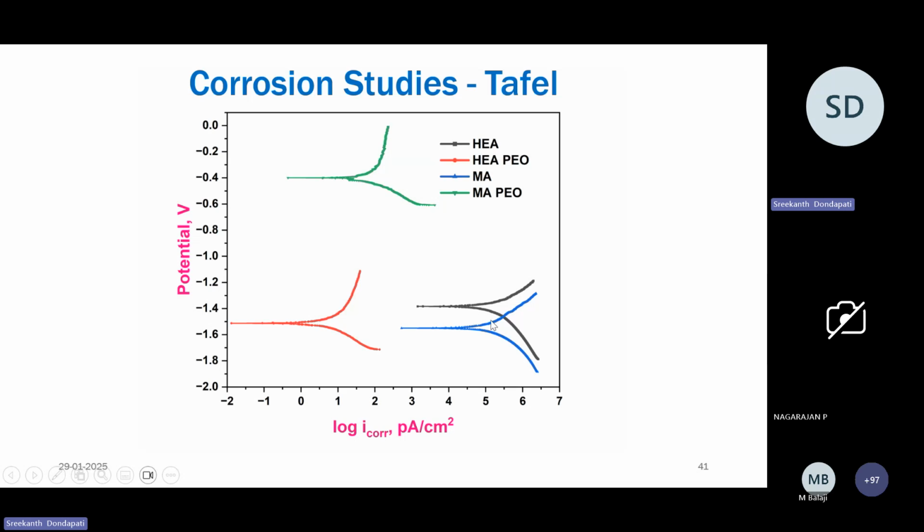If you look at the corrosion rates, obviously the microalloy is performing much better compared to the high entropy alloy in terms of corrosion. High entropy alloy shows a little bit less corrosion resistance compared to the microalloy. So that's again obvious. It is probably due to the high amount of intermetallic phases present, so the galvanic coupling can happen. Because of that, probably HEA shows less corrosion resistance.